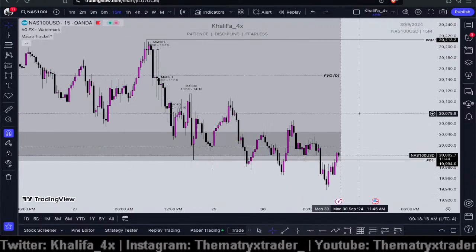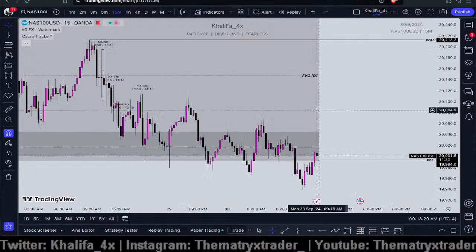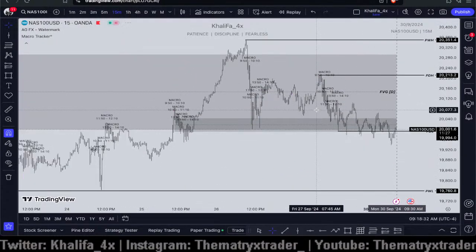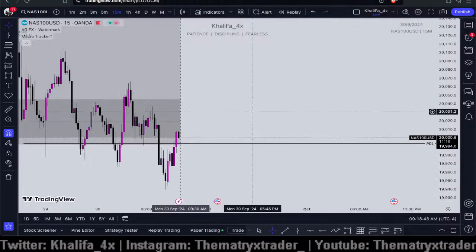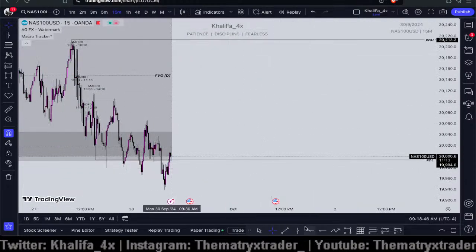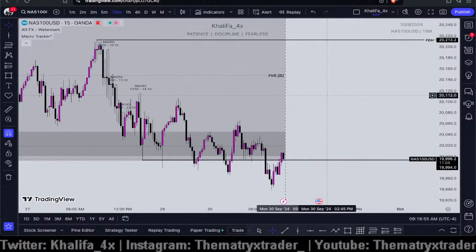We have this hourly breaker. Now I'm expecting price to sweep this swing high on the 15-minute time frame. If it does that, we'll be looking for short entries. So this is our trade window.